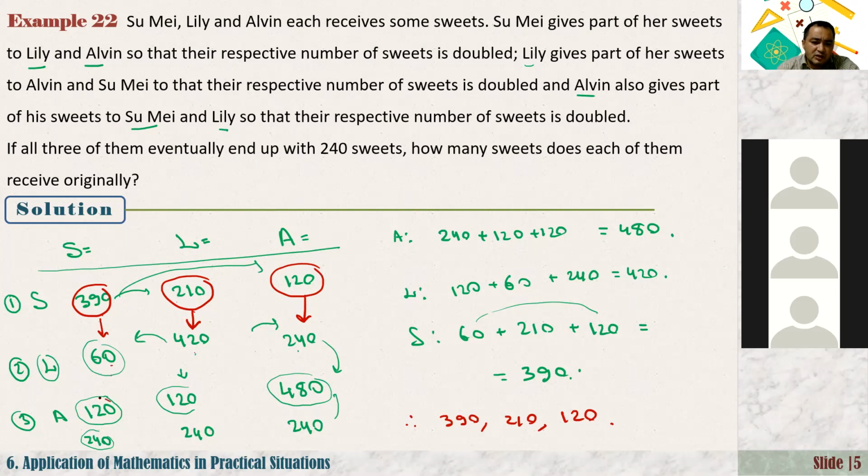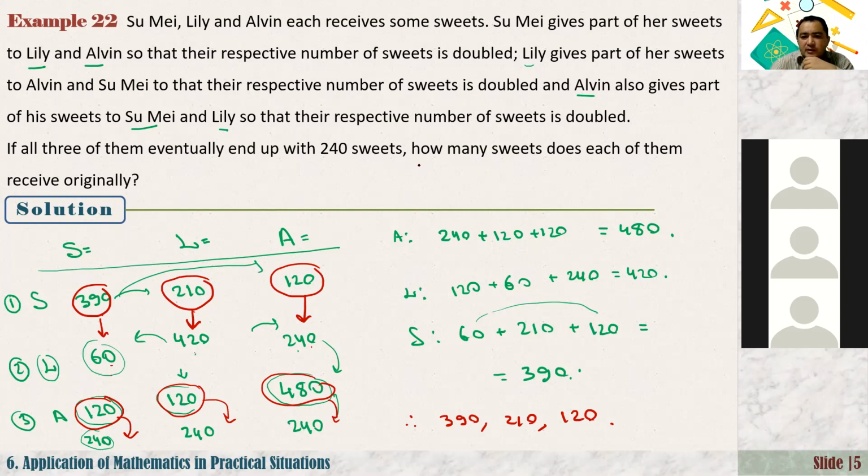So now you have 60, so it becomes 120. And this is 240, so it becomes 480. So how many are left with Lily now? 120. In the third step, Alvin is giving away some to Sumay and Lily so that their candies are doubled. So 120 becomes 240. 120 becomes 240. And this becomes 240. Now, finally, they all ended up with 240 candies.